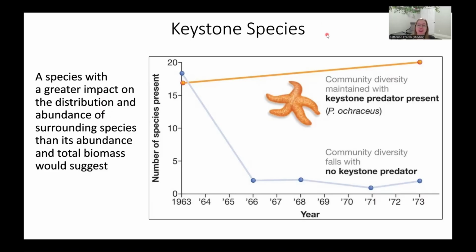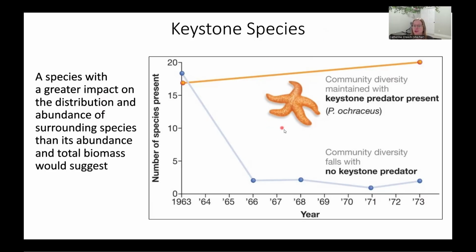Keystone species are key for our ecosystem dynamics. A keystone species is an organism that has a higher impact on everybody else in its ecosystem than you would think based on its biomass. So we have keystone predators, we have keystone prey, we have keystone species that help make the environment itself, the physical habitat, more livable for others. But the keystone species is holding the ecosystem together.